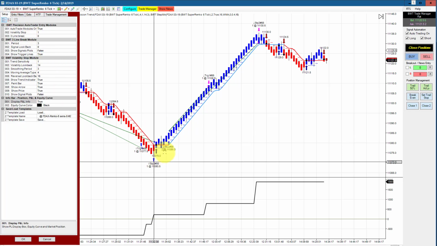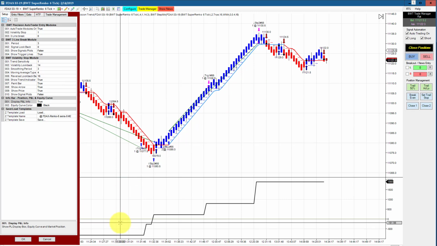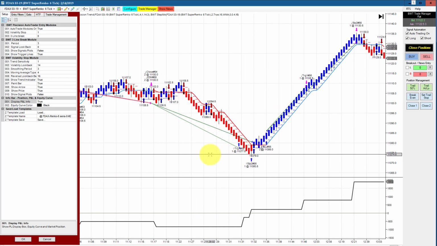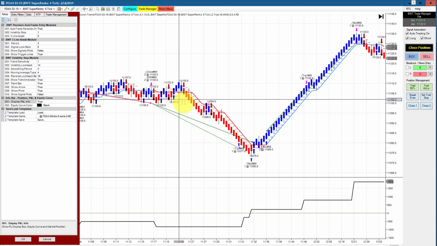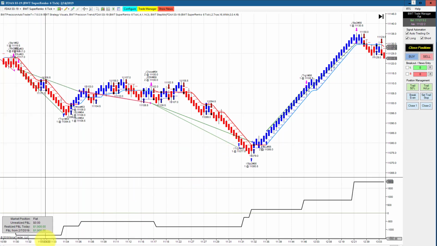So instead of a sensitivity of 9, I brought it down really tight to 1 and relied on the Step MA to filter out trades, and you can kind of see a good example of the Step MA filtering out going long here and sticking with the Step MA. This isn't the whole picture here.